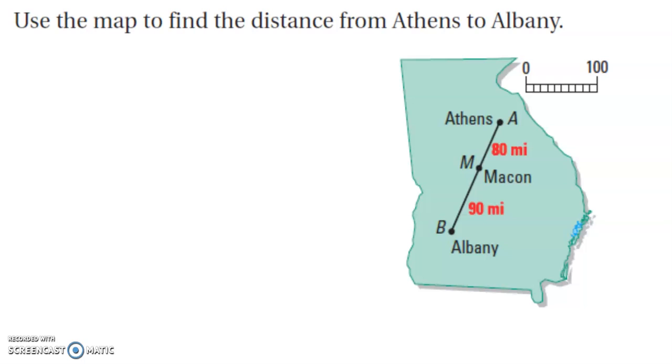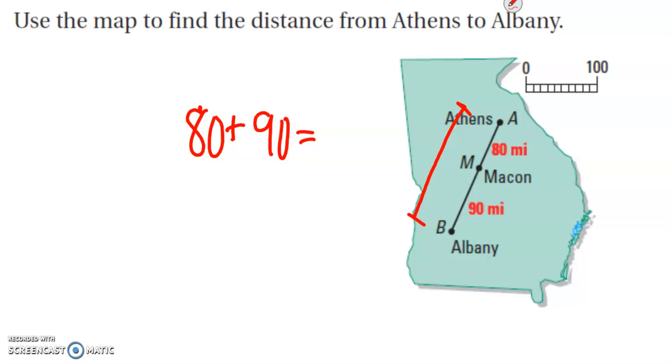So use the map to find the distance from Athens to Albany. So that's point A to point B. So I'm going to use dimension bars. We want to find from point A to point B. So from A to M is 80 miles. And from M to B is 90 miles. So we're going to add those together, and that gives us 170 total miles from Athens to Albany.